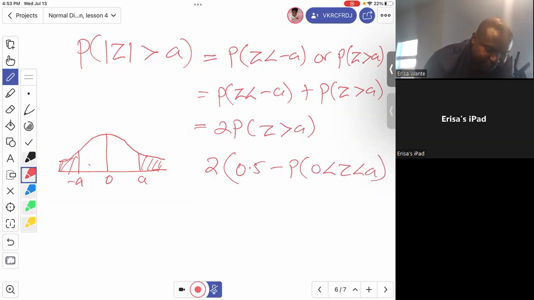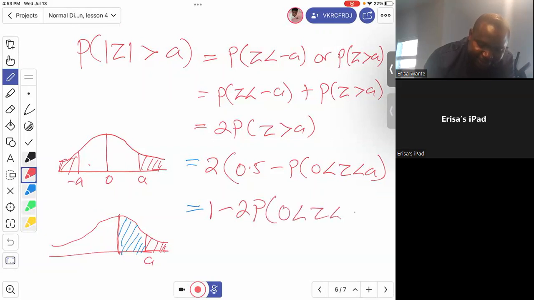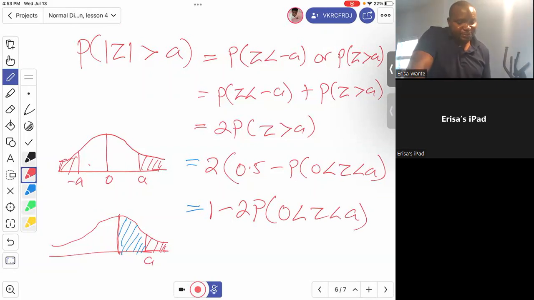To find this extreme area, we have the normal table right here, the normal curve. So this is A. To find this part, we get the whole right half, which is 0.5, and subtract the area in blue, because that's what we can get from the standard table. So this is equal to 1 minus twice the probability between 0 and A. So every time you have magnitude of Z more than A, you get 1 minus twice the probability between 0 and A.